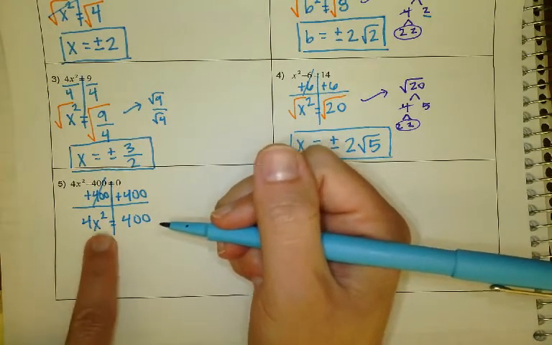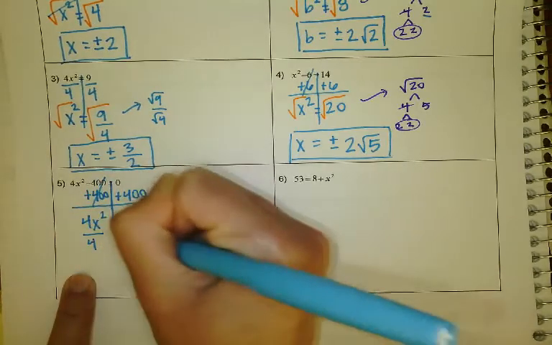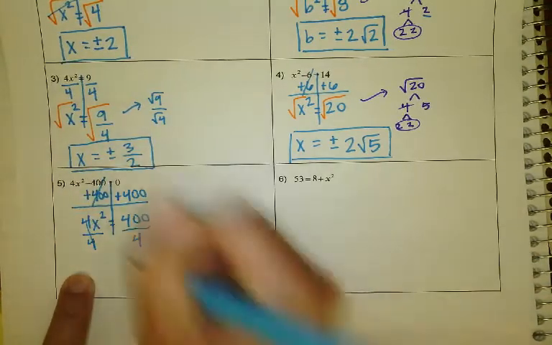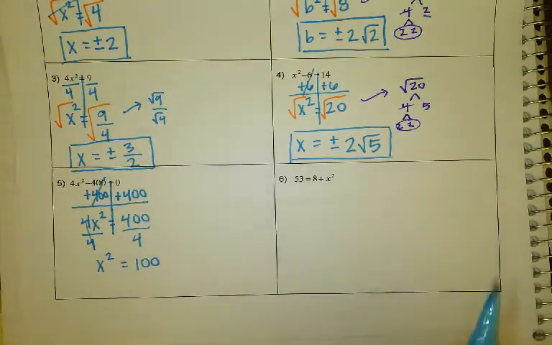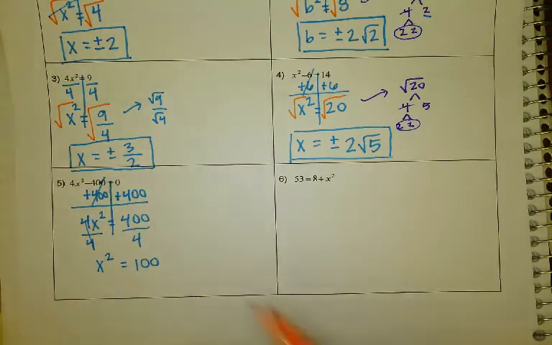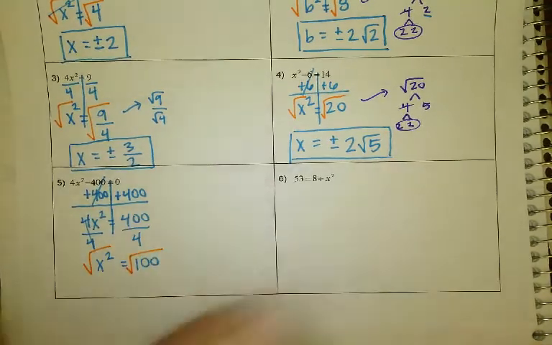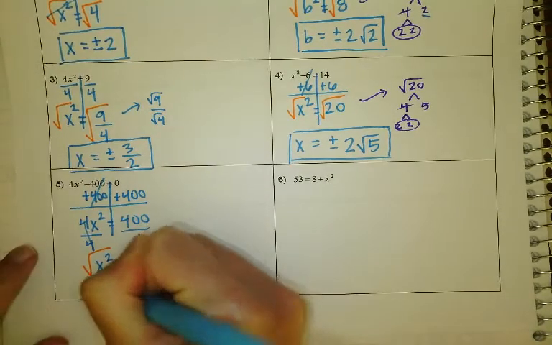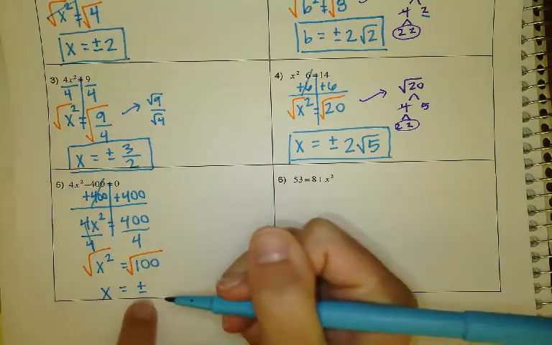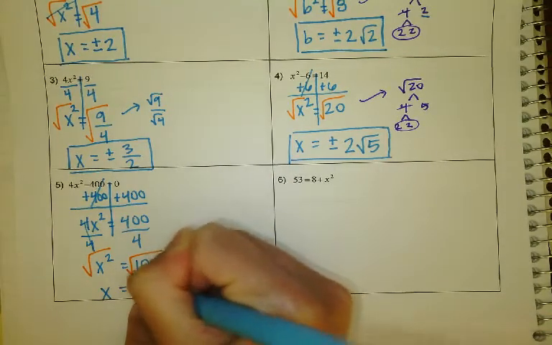I don't have the x squared alone yet. I need to divide by 4 first to cancel out that 4. So x squared equals 100. And now to cancel the squared, I'm ready to take the square root of both sides. So x equals, I get my two answers, one positive, one negative, and 100 is a perfect square.